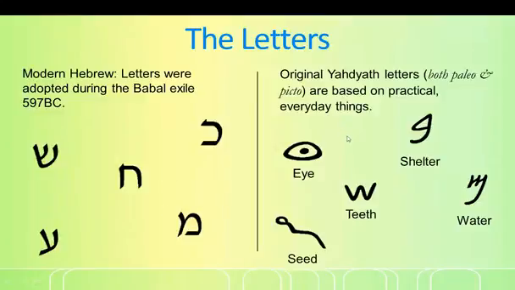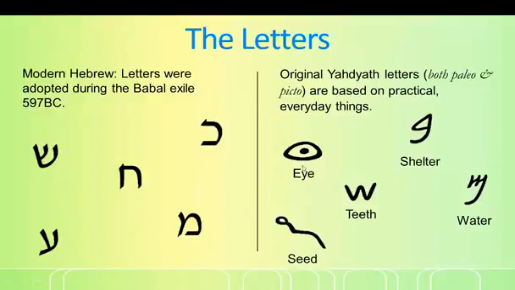Now, original Yahudyath, both Paleo and Picto, Picto being the most ancient, Paleo being middle Yahudyath, are based on practical everyday things. Now, if you look at modern Hebrew, you can't really tell. This is the ayin. This is the same letter as this, in pictograph Yahudyath, the actual pictures. And the ayin is actually an I. Now, here's the same letter in modern Hebrew. You cannot tell that that originally was an I.